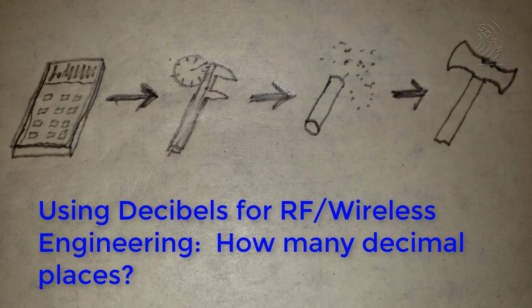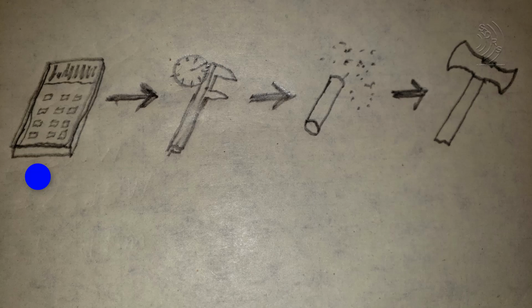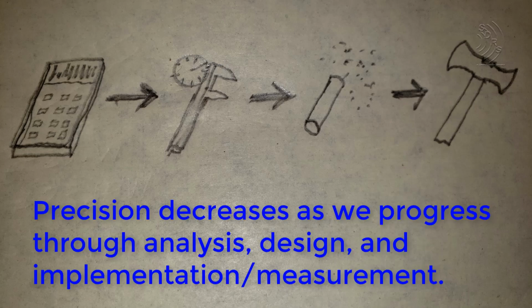You might have heard the expression, calculate to 6 decimal places, measure with a micrometer, mark with chalk, and cut with an axe. Although it is obviously an exaggeration, this statement expresses the very valid point that precision decreases as we progress from analysis or design to measurement and implementation.